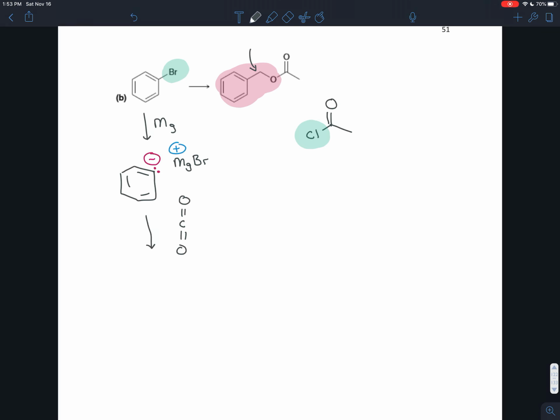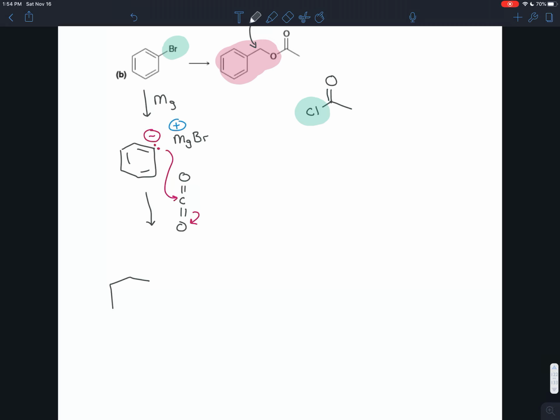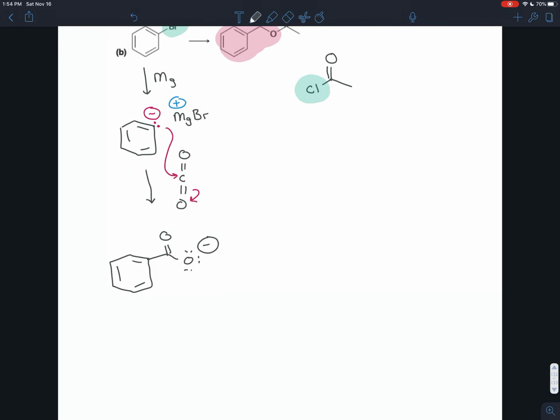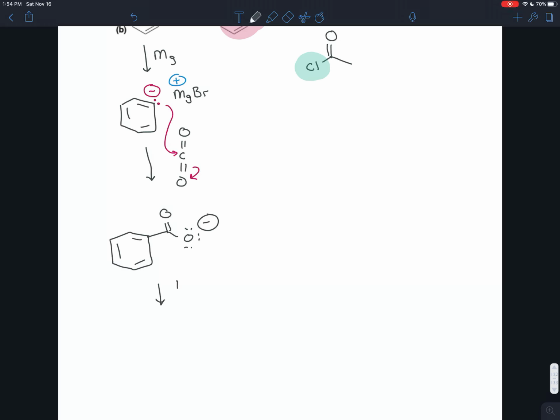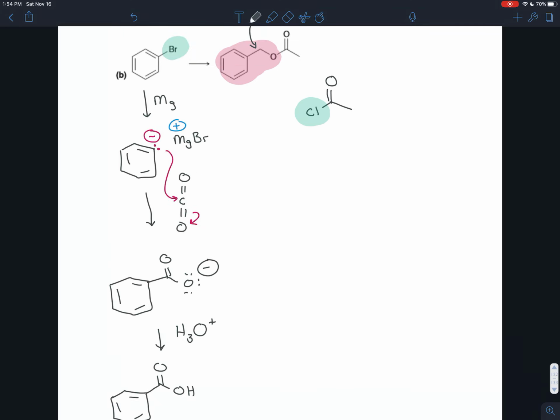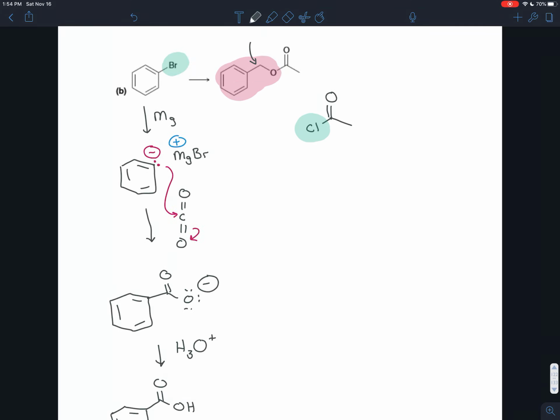If you react that with carbon dioxide, then it could attack this electrophilic carbon. This could break open, and you could have a sort of carboxylate, a carboxylic acid with a negative charge. And if you follow that up with hydronium, then you end up with the carboxylic acid, benzoic acid. Well, we've added the carbon. We definitely have an oxygen here, but it's too much. We just need one bond to an oxygen.